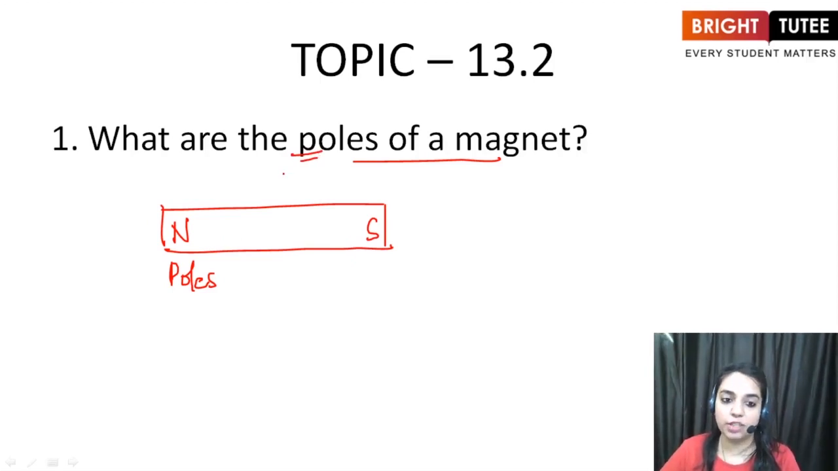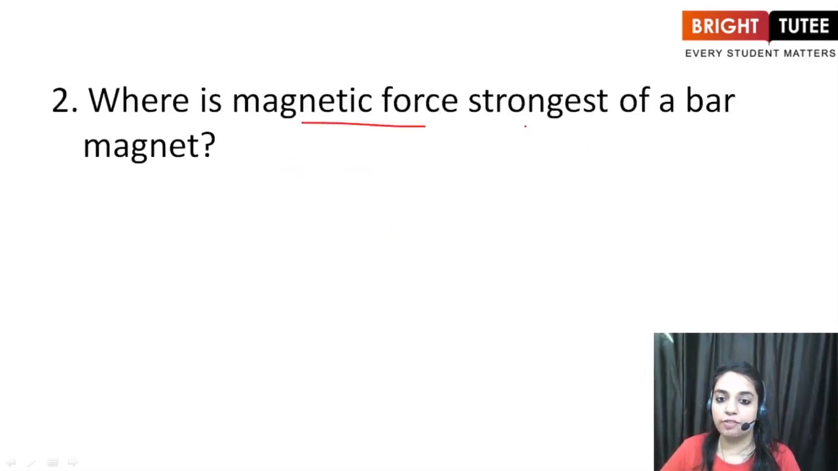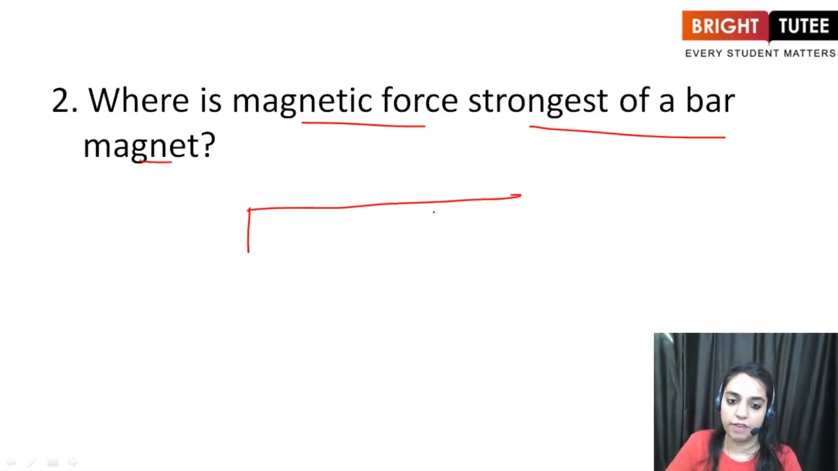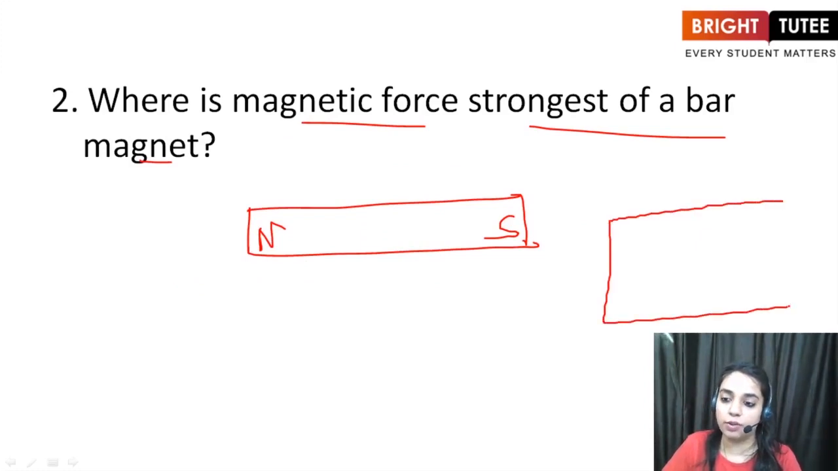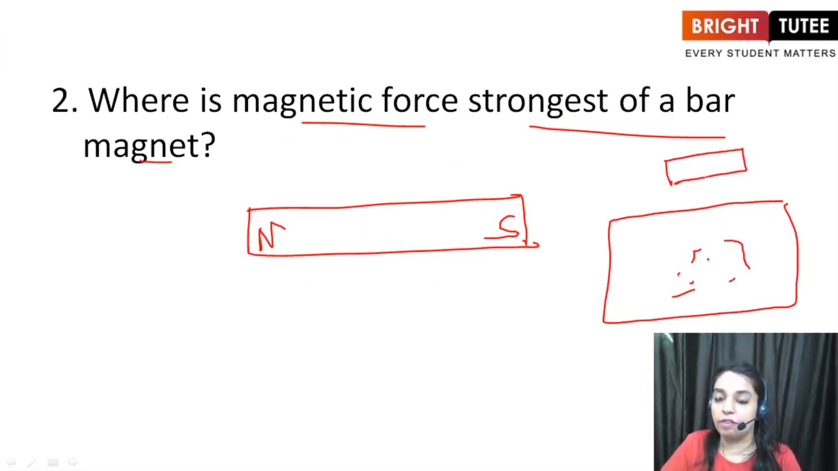Let's move to the next question, which is where is magnetic force strongest of a bar magnet? If we have a bar magnet, we have studied that the magnetic force is maximum at the poles. Why? Because we have done an activity where we took certain amount of iron filings, and to these iron filings we brought a piece of bar magnet near them, and we observed that pieces of iron filing started clinging towards this magnet, and there was a pattern in which they were attracted towards the bar magnet.